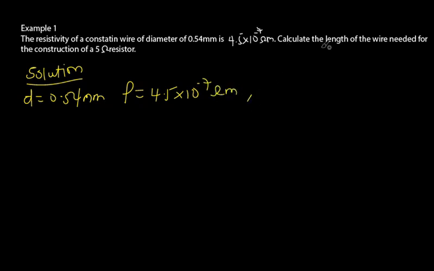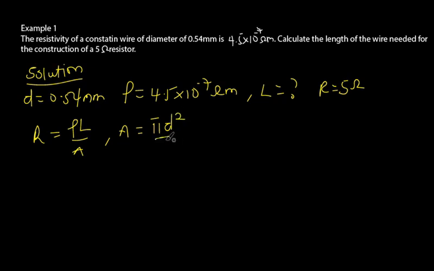Now we have to calculate the length, L, we don't know, needed for the construction of a 5 ohm resistor. So it means the resistance that we need to construct at the end should be 5 ohms. So we are supposed to find the length in this case. Now remember we said resistance is equal to the resistivity times length all over the cross sectional area. But because we don't know the area and we are given diameter, it means our area is equal to pi d square all over 4.